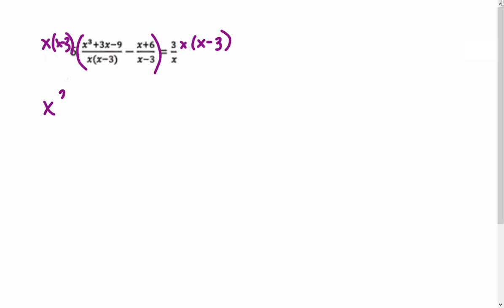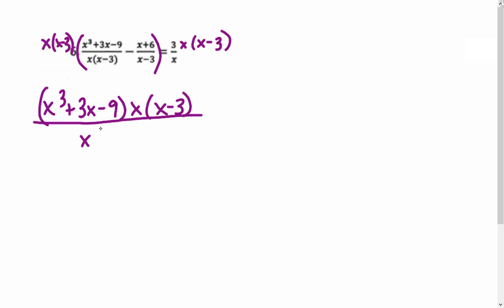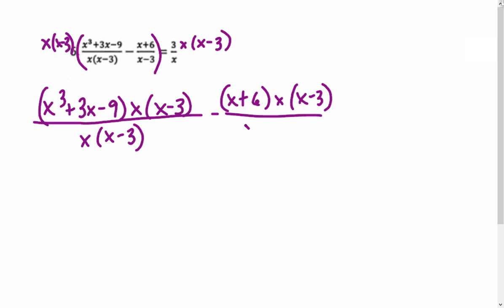So then my next step is x cubed plus 3x minus 9. And then I multiply that by the x and the x minus 3. But its denominator right now is x and x minus 3. I haven't canceled anything out. I will, though, in a minute. And then I have this x plus 6, and it gets the x and the x minus 3 over its denominator of x minus 3. And then the 3 gets the x and the x minus 3, and then that's still over its x.